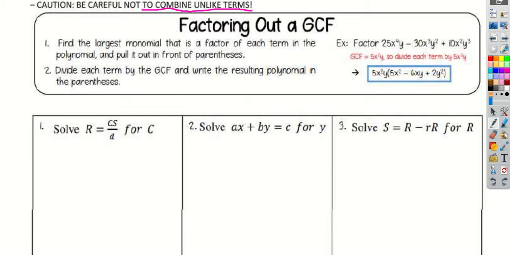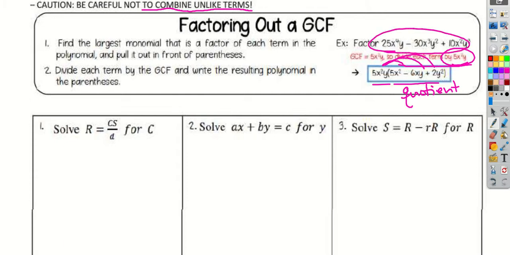If it's letters, we're looking for the lowest exponent. Okay, numbers, we're looking for the largest factor of all those numbers. So for example, 8 and 16, the biggest is 8. That would be a factor from both. The GCF goes outside, and then remember dividing each of the terms by whatever the GCF is. And the quotient, okay, is what's left in the parentheses. So I should be able to redistribute to get back to the original expression.